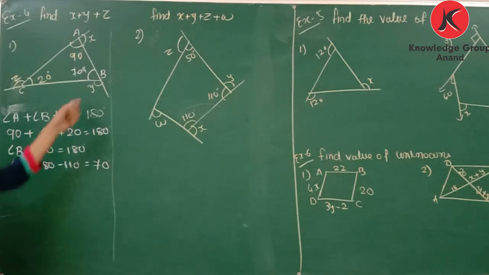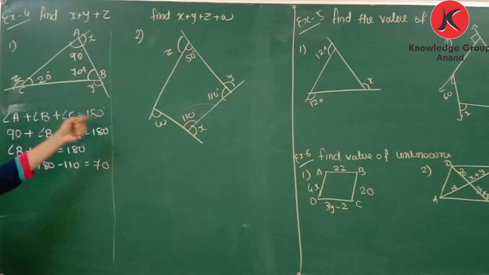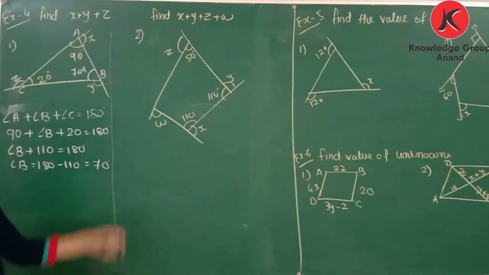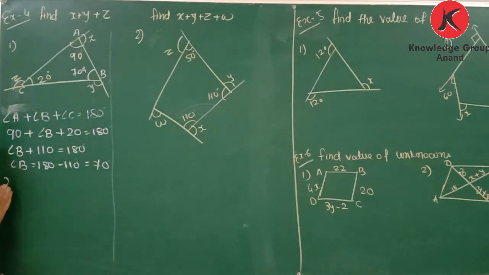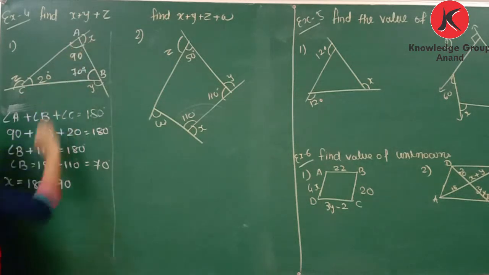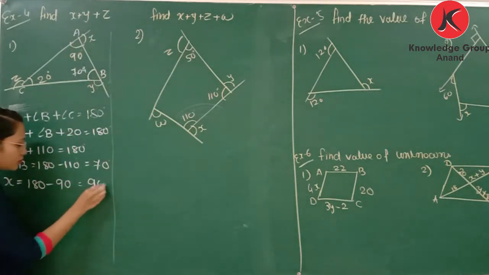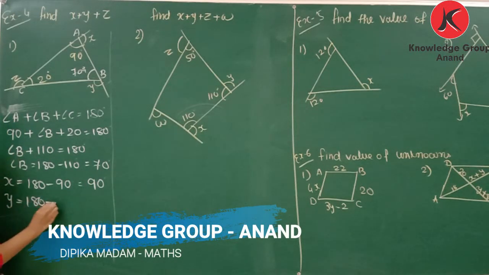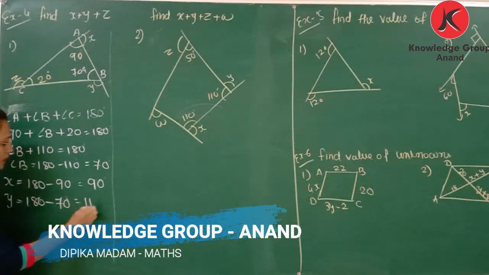Now we need to find exterior angle Y. An interior angle and exterior angle are making linear pair. Okay, so to find Y, let's start with the X. X means 180 minus 90, because this angle is 90. If we subtract 90 from 180, we will get angle X. Y, that is 180 minus 70 is equal to 110.